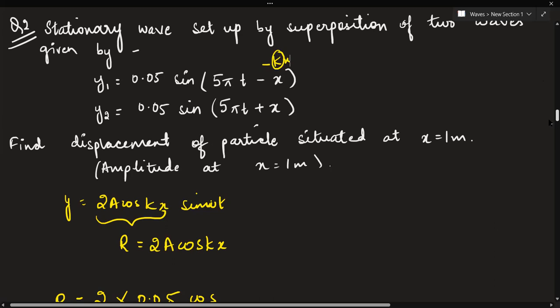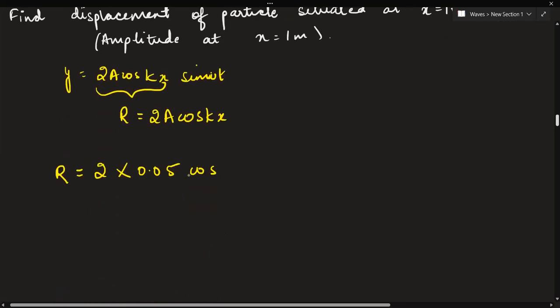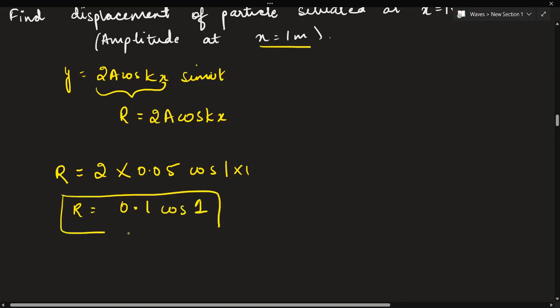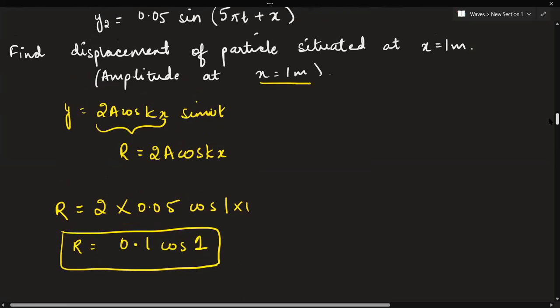All right. So we have k equal to 1, and x is already given in the question, that is 1. So 1 into 1. What do we have now? 2 into 0.05 will be 0.1, and this will be cos 1. Easy? Clear to you? Yes, ma'am. Okay. We'll do one more question, but before that, you just write it down.